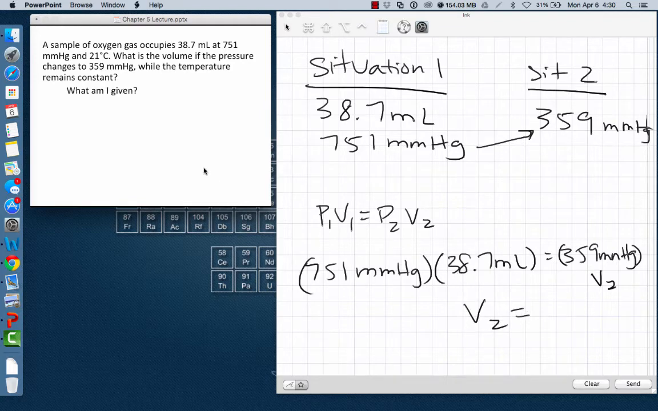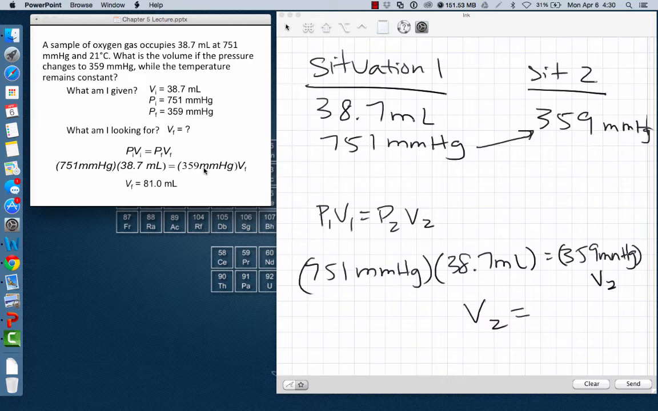We're going to get an answer, let's see, 81 milliliters, 81.0 milliliters. Okay, so does that make sense? We went from 38.7 milliliters to 81 milliliters. I think that makes sense because we expected it to go up because we're cutting the pressure in half, or almost in half. So that makes sense, I think. All right.